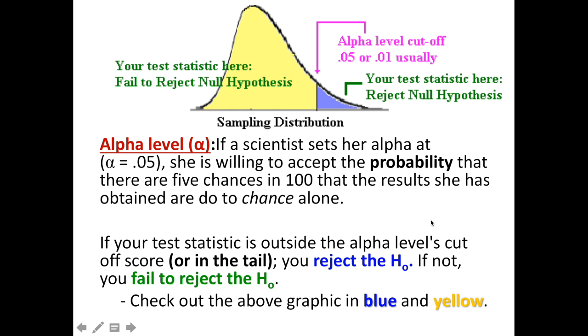If a scientist sets her alpha at 0.05, she's willing to accept a probability of 5 chances in 100 that the results she obtained are just due to chance alone. So take a look at this sampling distribution up here. This yellow, lighter side is the fail to reject zone. This is your alpha level, 0.05, and this alpha level creates this critical region right here, noted in blue.